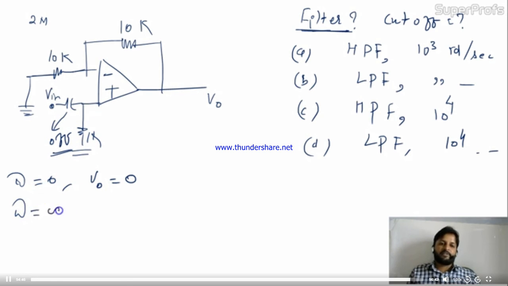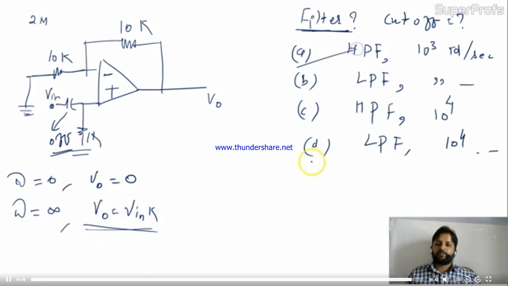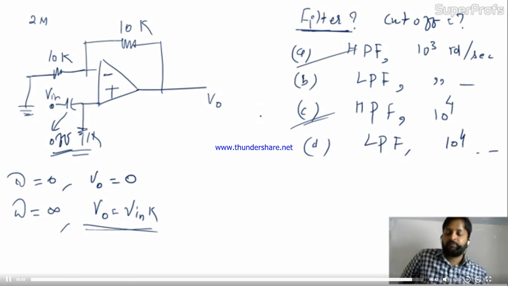Omega equal to infinity now. At omega equal to infinity, the circuit will surely be active, and in this circuit you will get output in terms of V in. So this is HPF. You are left with these two options only, whether it's HPF with cutoff frequency 10 to the power 3 or 10 to the power 4.